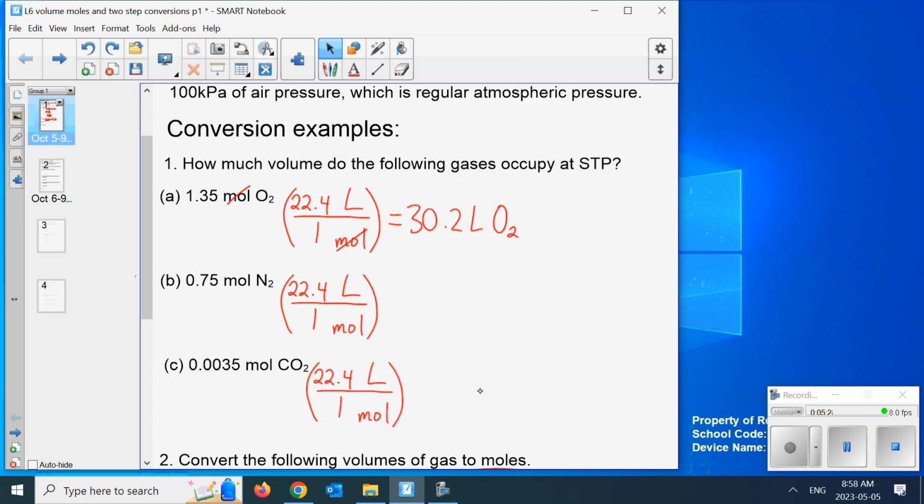Okay, they all get set up like this. So that means every time you just multiply by 22.4. So I'll just quickly ram through the 0.75 times 22.4. Boom. 16.8. Now I can't write down 16.8 because I only want two significant digits, so 17. And that's moles gone, liters of nitrogen gas. Decimal 0035, so only two significant digits. 0.0784 is what I got, so I'm going to keep two digits, 0.78.